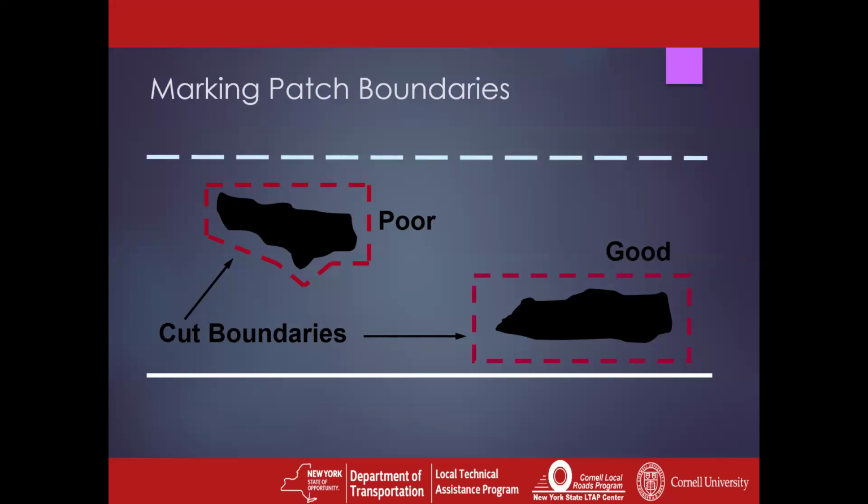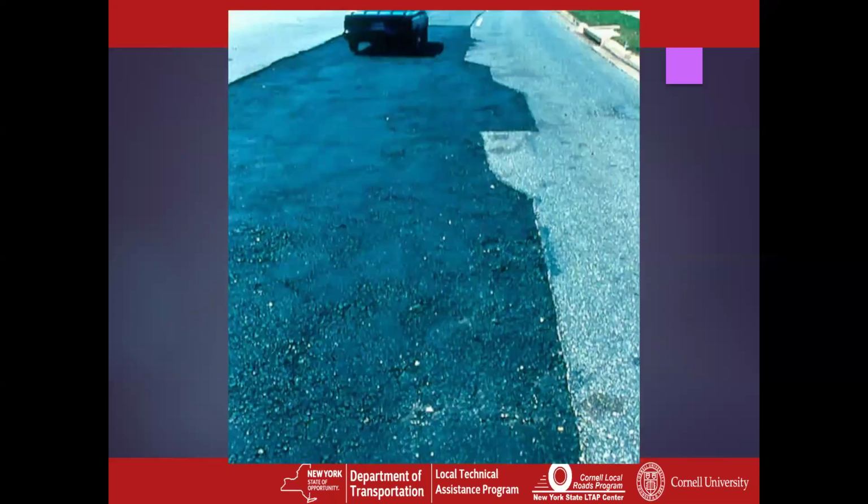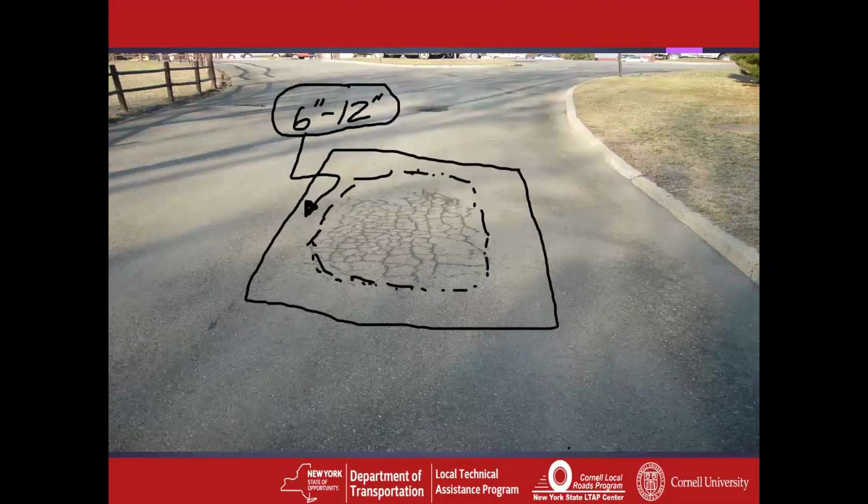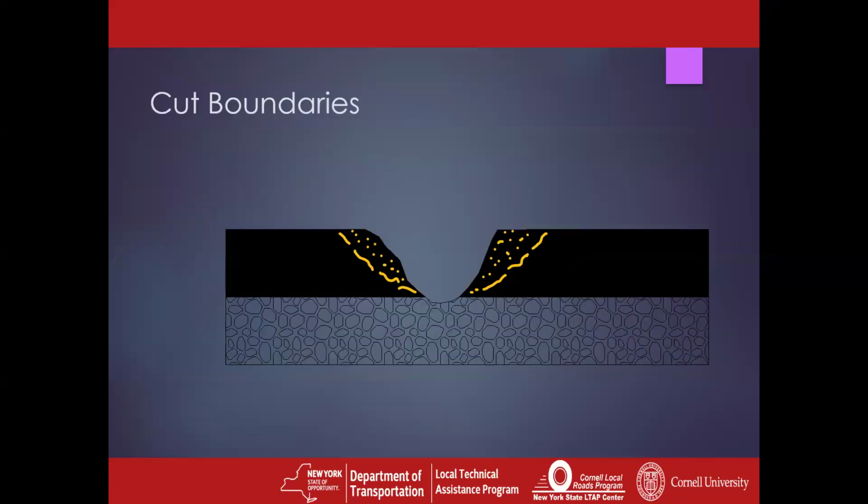try to follow the shape of the distress. Square it up around it, because every time you introduce a change in direction, a corner or a jog in your patch boundary, you're introducing a weak spot, because you really can't compact those corners or those jogs as well. So square it up nicely. Don't want it to look like that. Want to do something like this.